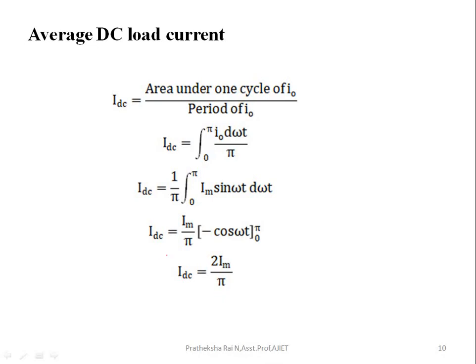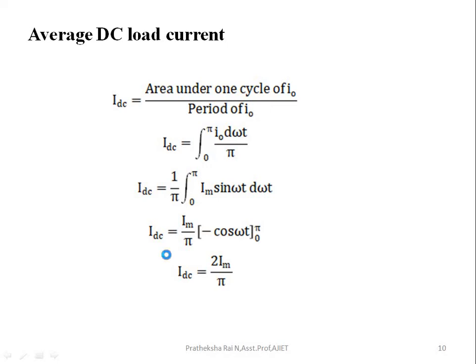So very important, IDC is equal to 2 Im by pi. Now if you compare this equation with the center tapped full wave rectifier, you will find the same answer. That is also 2 Im by pi, right? Okay, so the average DC load current is found. We have got it as 2 Im by pi.